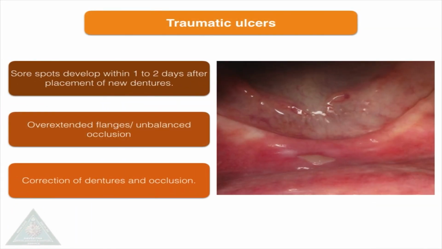Traumatic ulcers, also known as sore spots, develop within 1 to 2 days after placement of new dentures, and are mainly due to overextended flanges and unbalanced occlusion. They are usually treated by correcting the overextension of the dentures and correcting the occlusion.